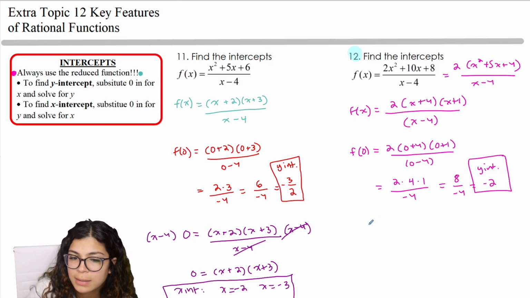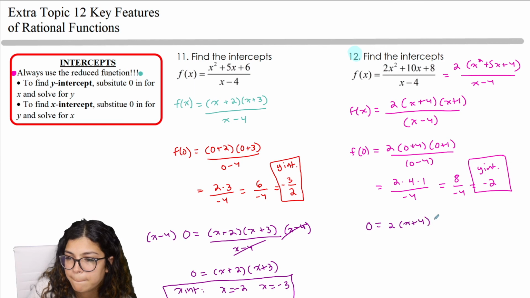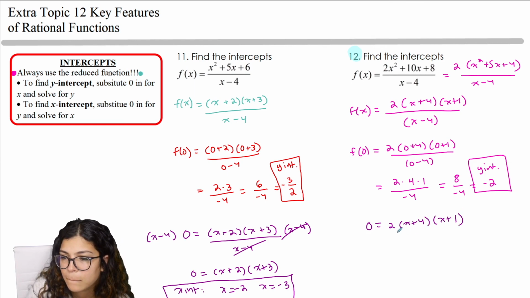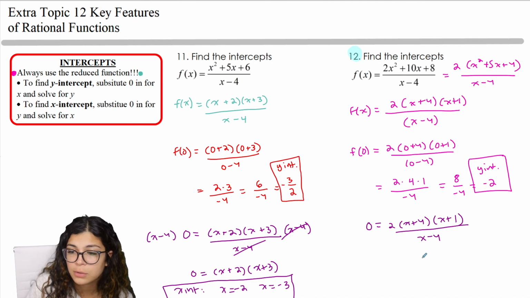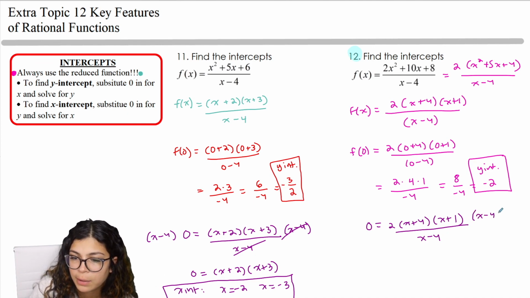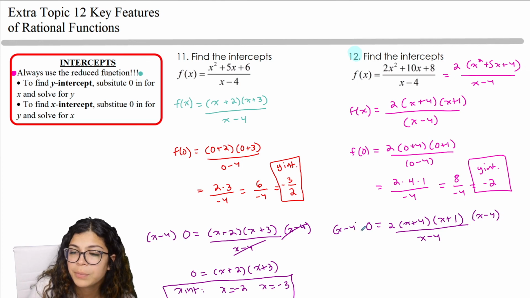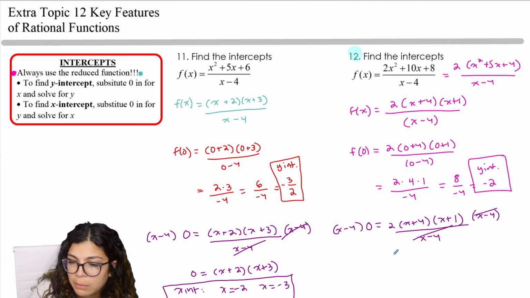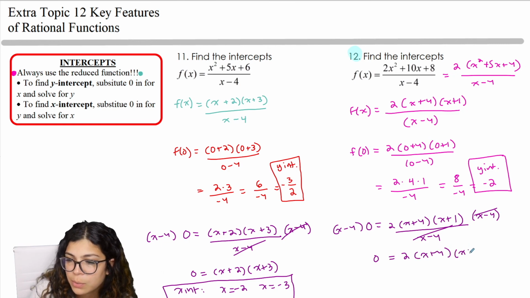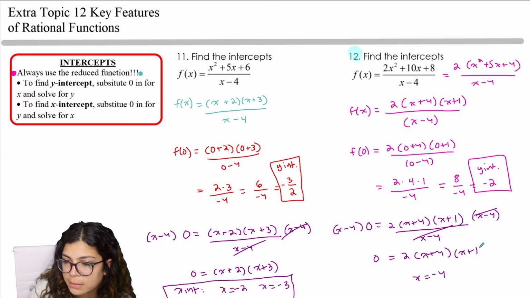All right, next let's find the x-intercept. So I'm going to set the y value to be 0. And I'm going to solve for x. So I'm going to multiply by the denominator, x minus 4, to get rid of it first. Okay, there we go. So that'll cancel the denominator and give me 0 on the left. So 2 times x plus 4 times x plus 1. So we have 2 zeros, one at x equals negative 4 and another one at x equals negative 1.